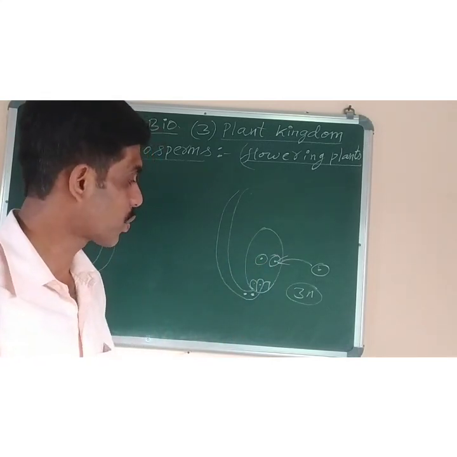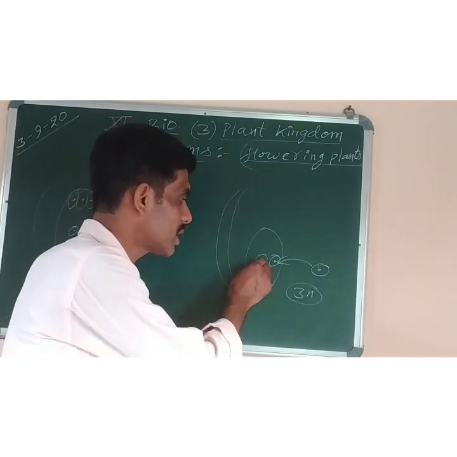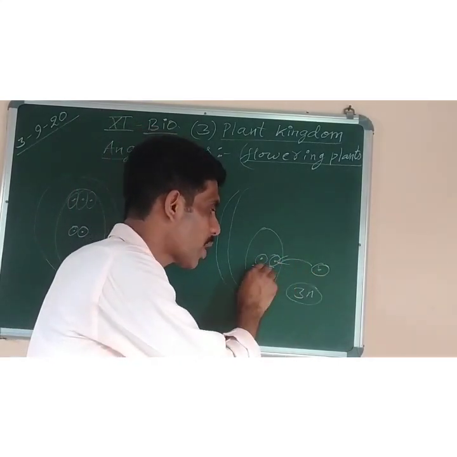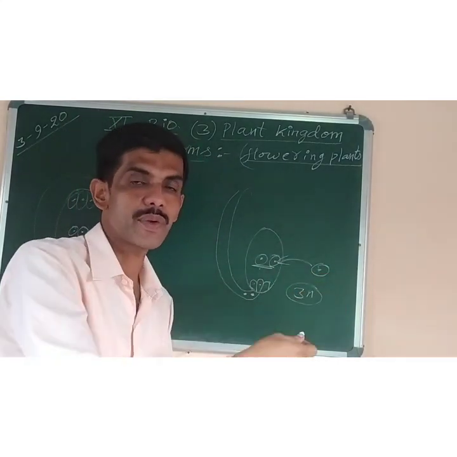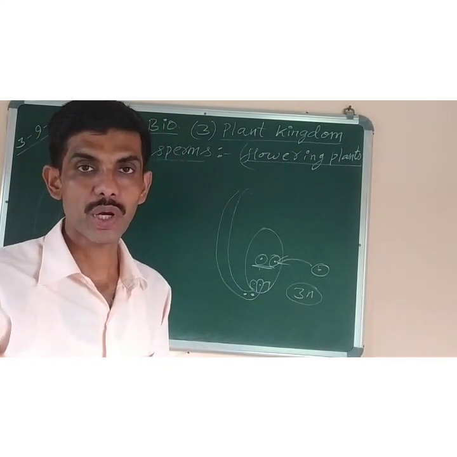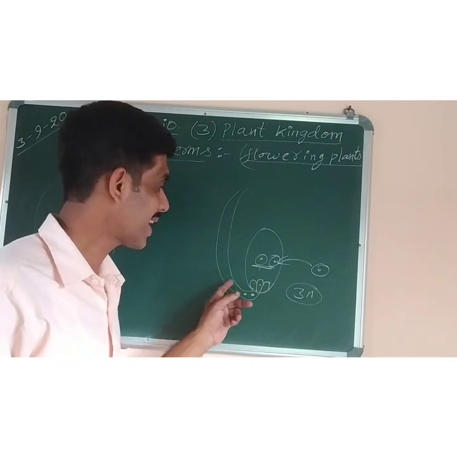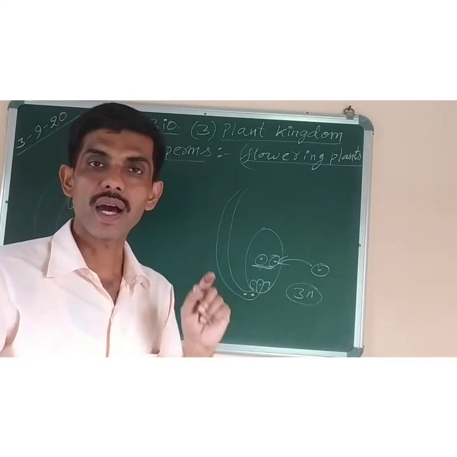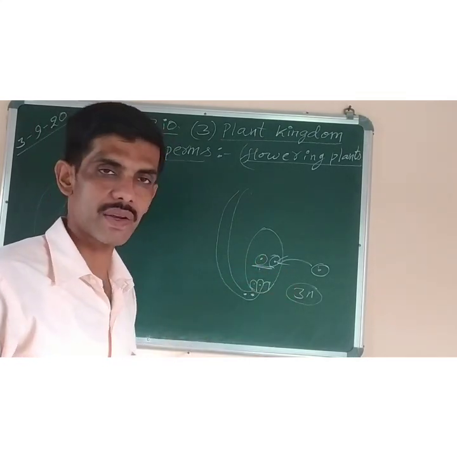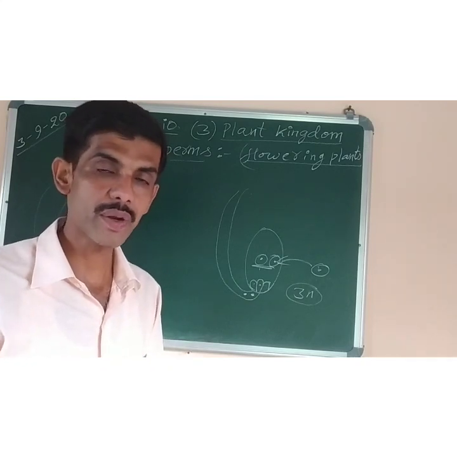And now next, why is it called triple fusion? Because this is already diploid, and when diploid combines with one haploid cell, it forms triploid. So that's why it is called triple fusion. Double fertilization, because two times: one male gamete fuses with the egg cell, the other male gamete fuses with the secondary nucleus to form two different products.